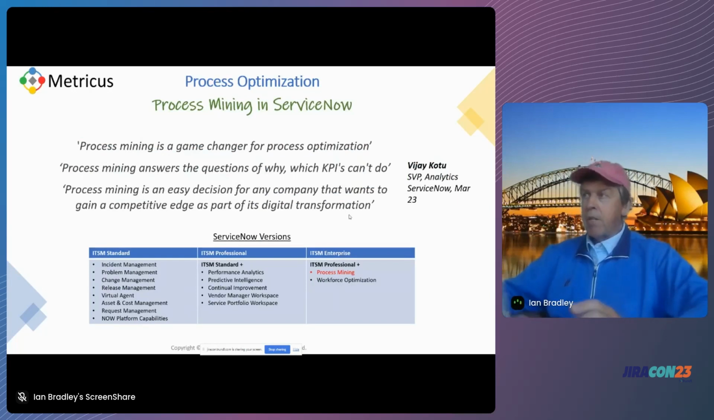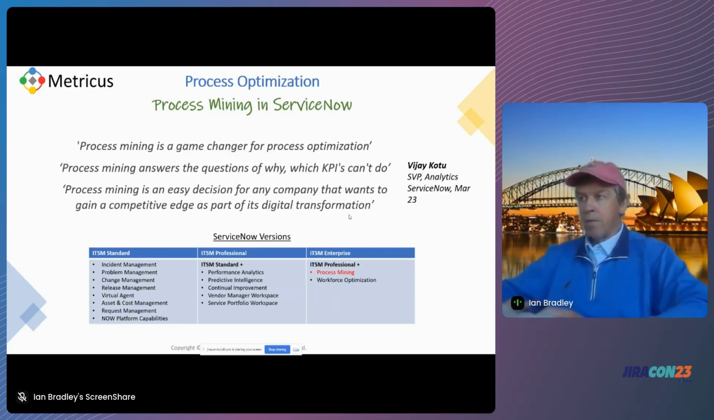ServiceNow, big competitor of Jira, some quotes from those guys. It's a game changer. Answering the questions of why KPIs can't do that. And it's a relatively easy decision for any company that wants to get better at digital transformation. ServiceNow actually drive their enterprise licensing based upon process mining. So they will try to sell their enterprise versus professional based upon the process mining capabilities that they have, along with the workforce optimization. And now Jira has something that's just as good, if not better.